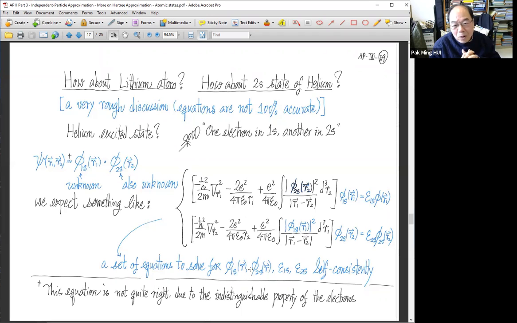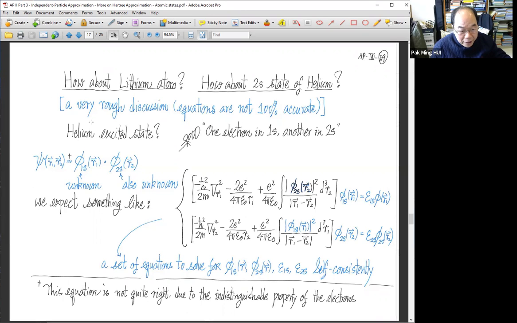Now what happens if I want the 2s excited atomic states of helium? Then I have to go to excited state of helium atom. Now roughly, a rough discussion here, I make a claim, my equation are not 100% accurate, okay? For some reason that we haven't mentioned yet. In the next set of notes, you know the reason, okay? So stay tuned.